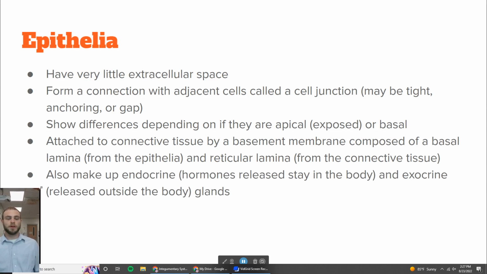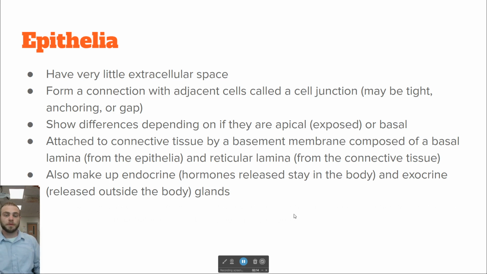Epithelial tissue can also make endocrine hormones and exocrine glands. So endocrine hormones are going to be hormones essentially that are released, but they stay within the body. Exocrine secretions are going to be produced within the body, but they end up being released outside of the body. This does include those things that are going to be secreted to, like, the lumen of the digestive system, since the very center is technically considered an outside part of the body.